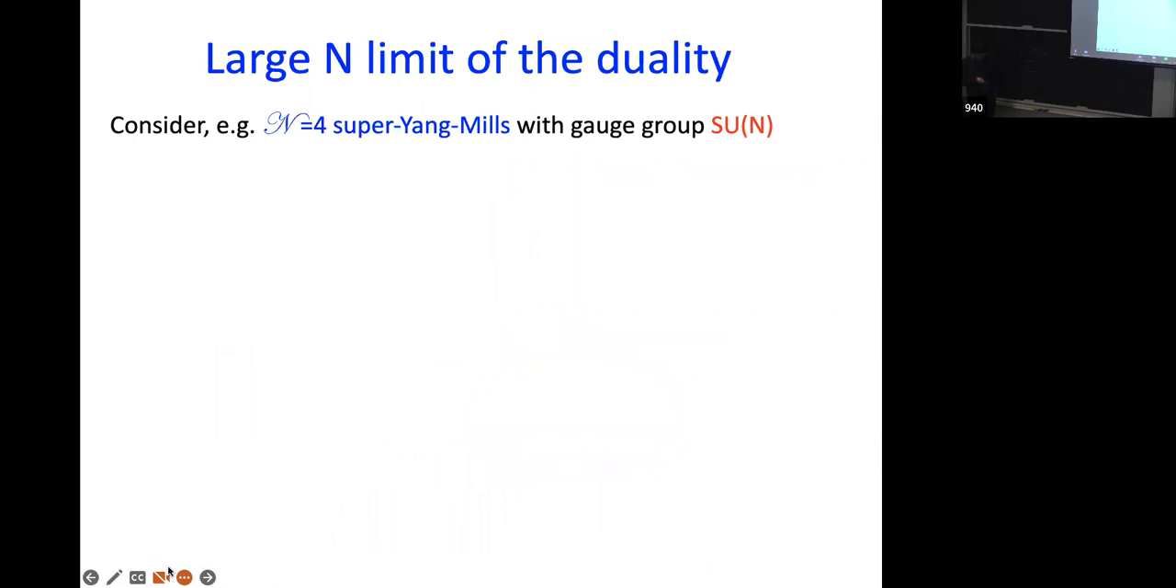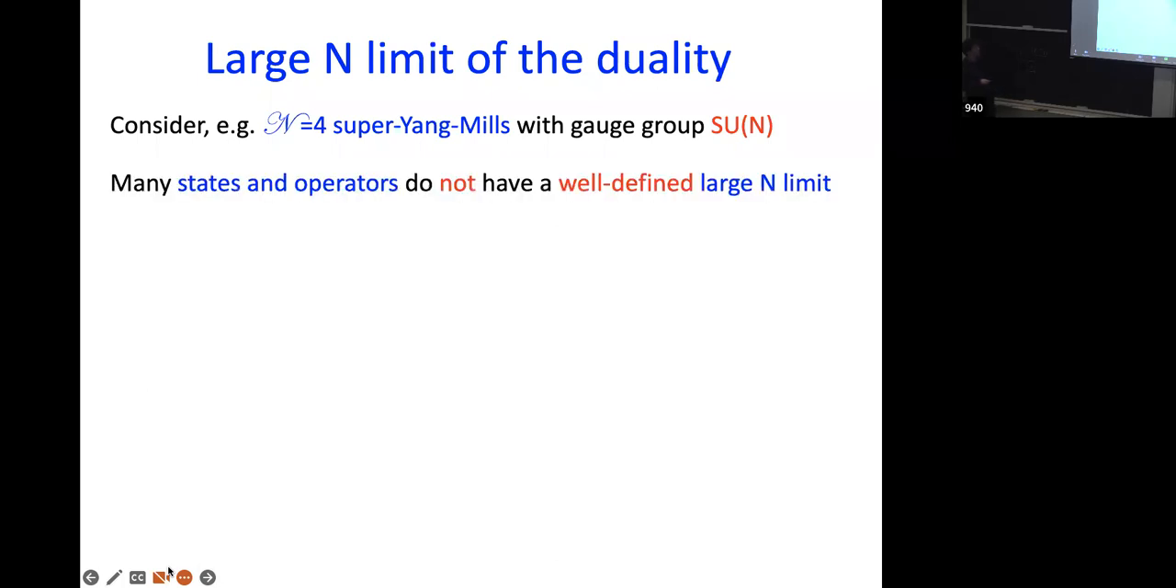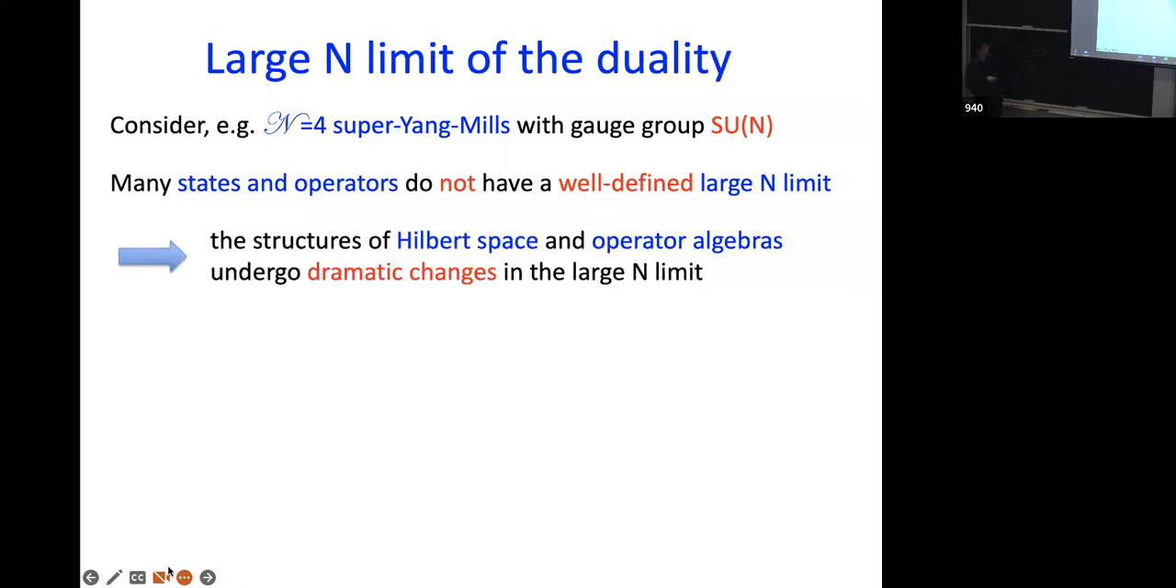Okay, so now let me say some aspects of the large N limit of the duality. Consider, as a prototype example, a gauge theory with gauge group SU(N), and then the large N limit, which corresponds to the rank of the gauge group going to infinity. The key is that when you take the large N limit, the limit is actually subtle, because many states and operators do not actually have a well-defined large N limit. So you need to look at only those objects which actually have a well-defined limit. And when you only look at those subsets, the structure of the Hilbert space and the operator algebras can undergo dramatic changes in the large N limit. That is responsible for the emergence.